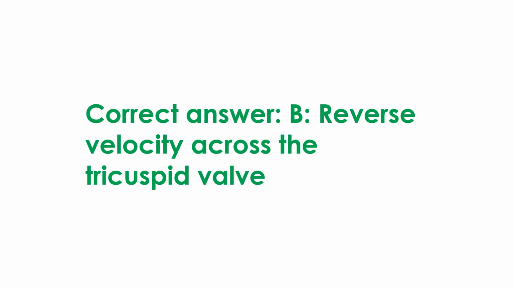Correct answer: B. Reverse velocity across the tricuspid valve. Reverse velocity across the tricuspid valve is that due to tricuspid regurgitation. Bernoulli equation, P equals 4V squared, gives the gradient of tricuspid regurgitation flow, which corresponds to the pressure difference between right ventricle and right atrium in systole.